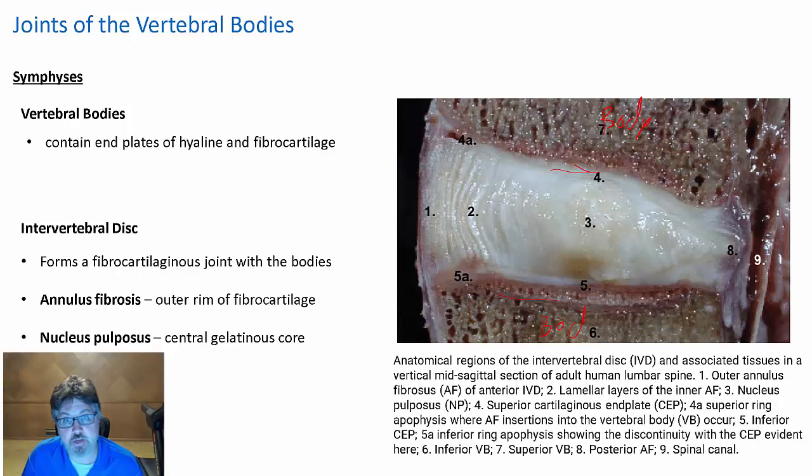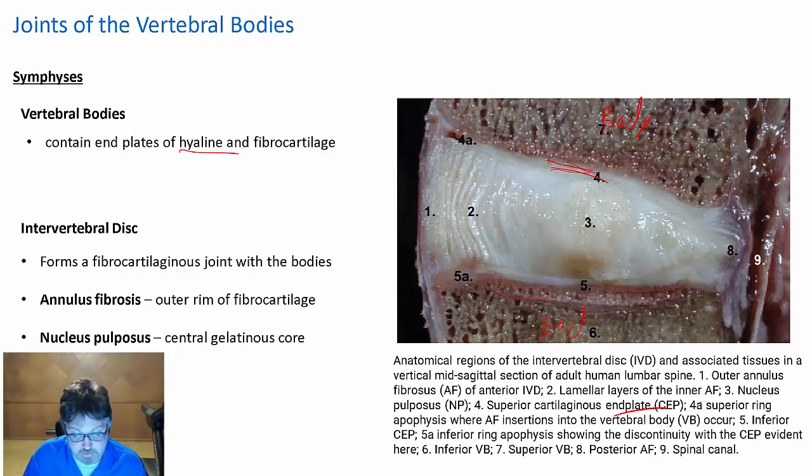Do notice the plates that have that hyaline cartilage, that's the part that I just pointed out at the edge of the bone. This is what I call the cartilaginous end plate, or just the hyaline cartilage plate. Then in between those two plates we'll have the intervertebral disc.